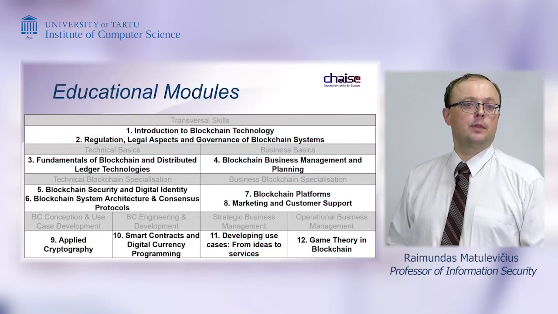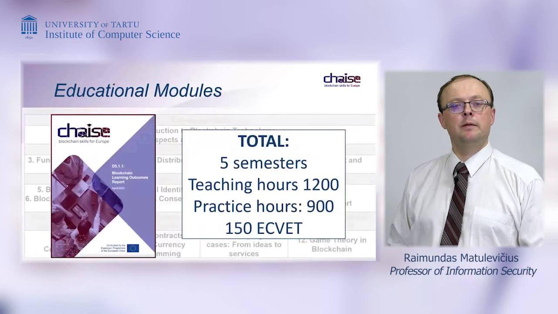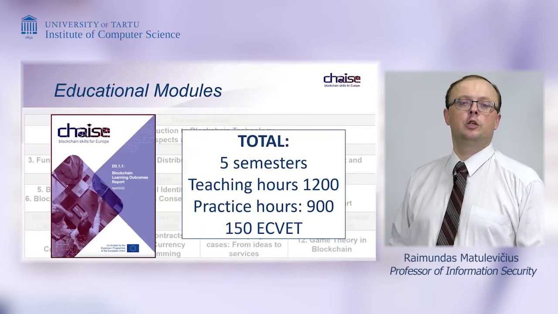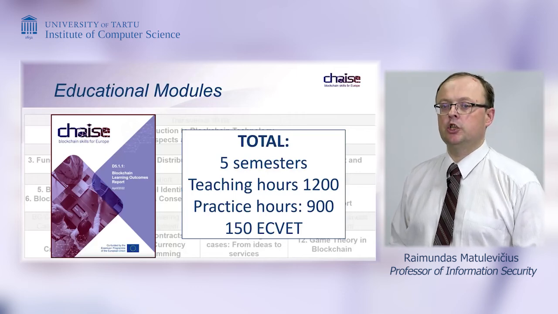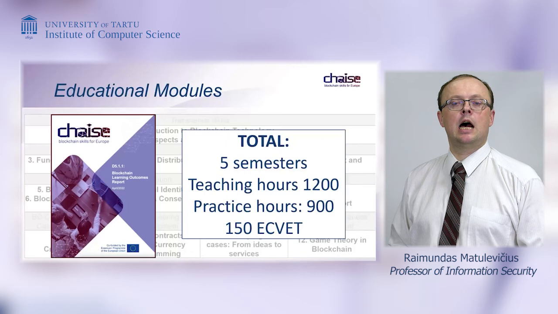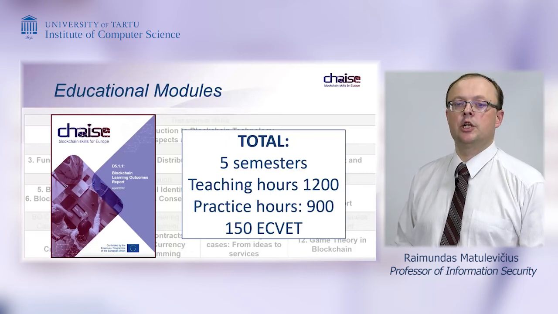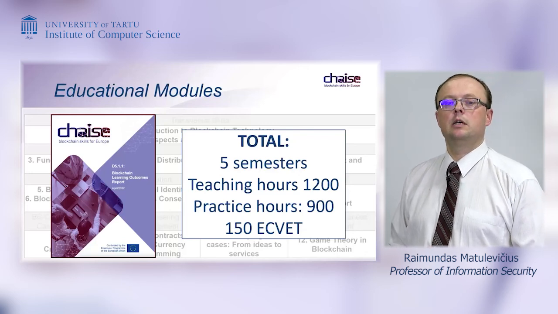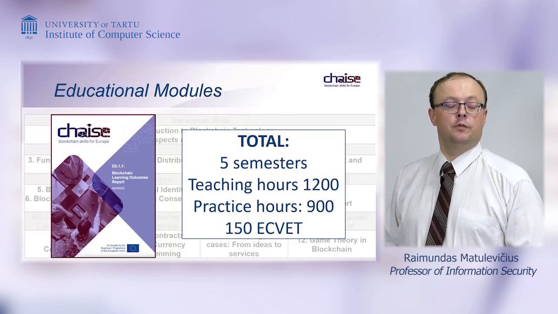In conclusion, we can see that the educational modules potentially cover this 5-semester training, where we would have around 1,200 hours of direct teaching and training, and up to 900 hours of practical training. In total, this would make up to 150 ECVET. Thank you for your attention.